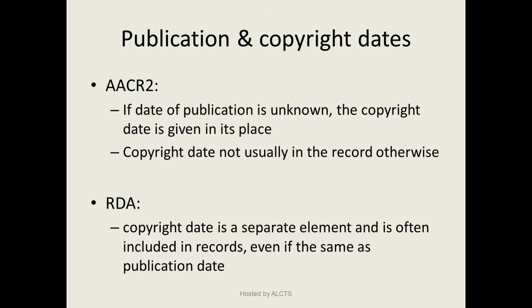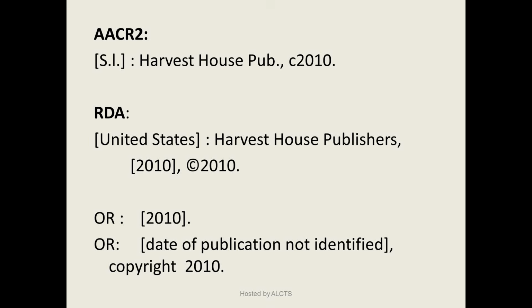Under RDA, copyright date is a separate element, and it is often included in records, even if it's the same as the publication date. During the U.S. RDA test, there was a policy decision to always include the copyright date if present, and many libraries have continued to do that. So here's an example of a book published by Harvest House Publishers with no place or date of publication given, but there is a copyright date.